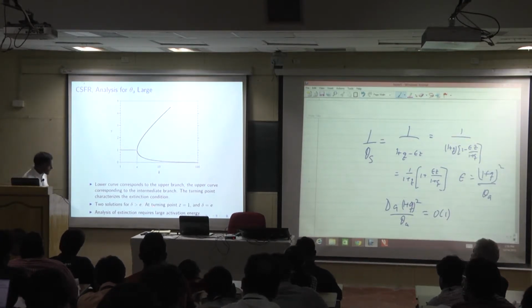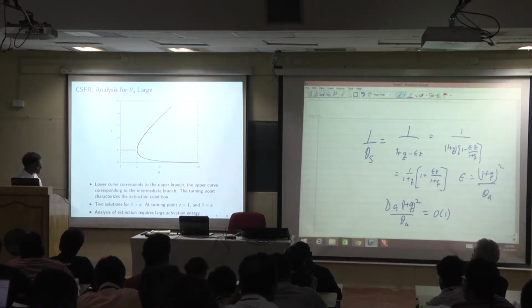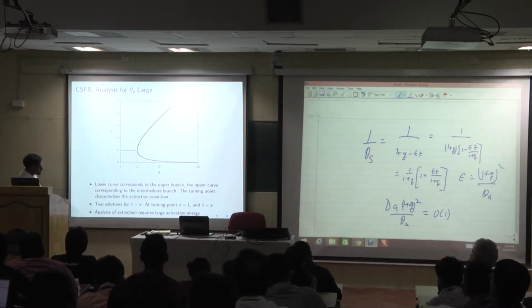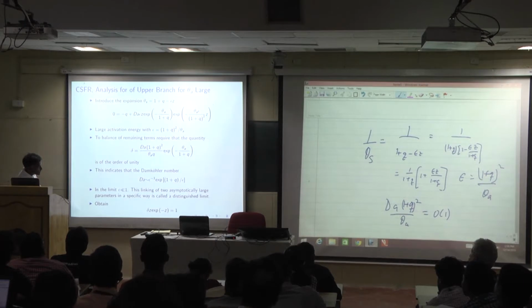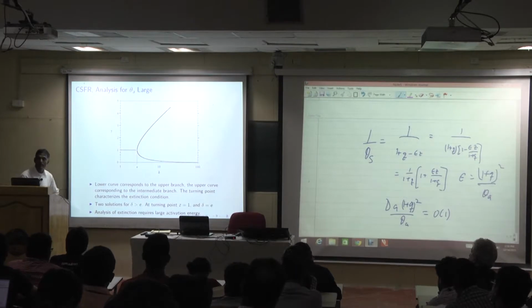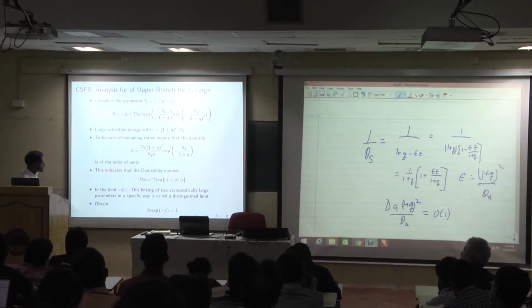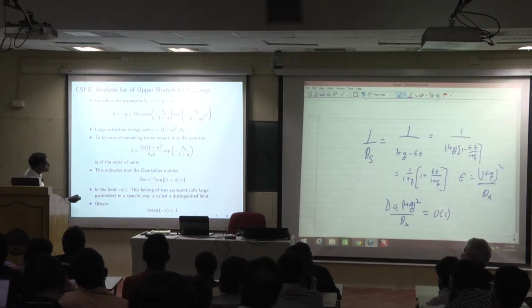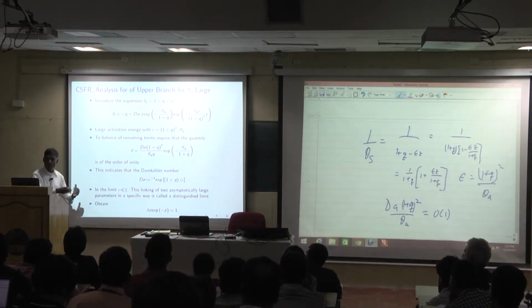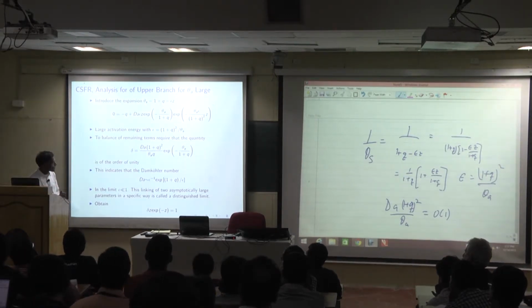Right now we can go a step further. I can find out that at this turning point, from this particular equation, delta must be equal to epsilon and z equals 1. Now if you recall, delta is given by this equation. So when I put this equal to 1, then you can determine at what Damkohler number the system will extinguish.